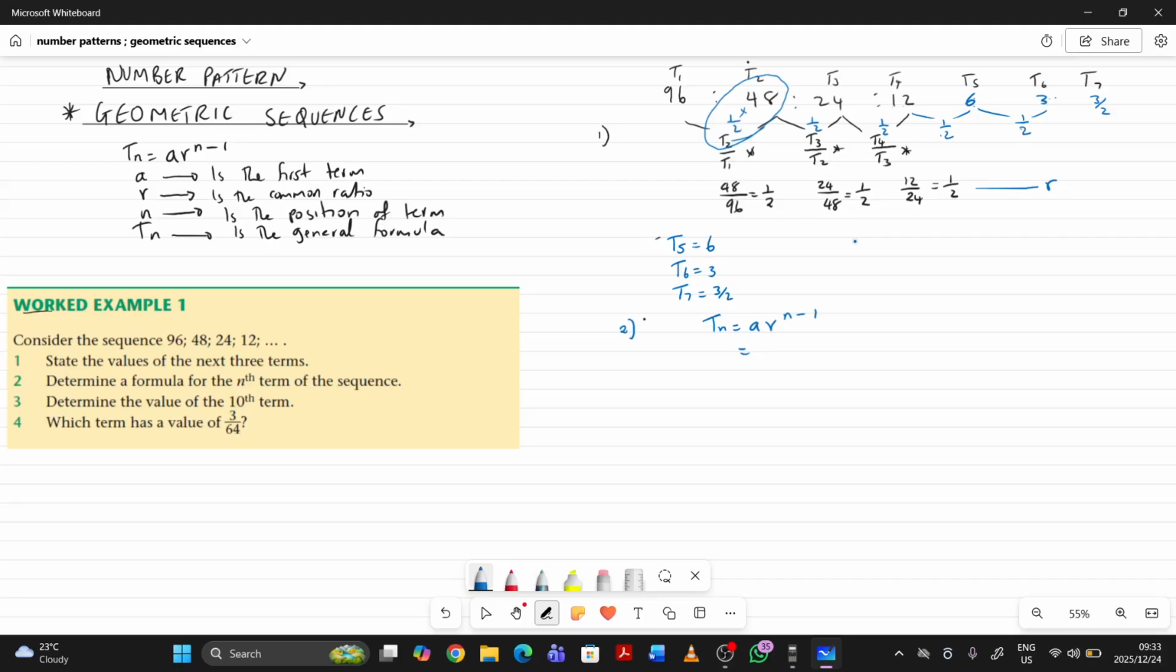So a is the first term, which is what? 96, as you can see, right? Now r is the common ratio, which is half. We got it above here, right? So you're going to say 96 times (1/2) to the power of n minus 1. Remember to put brackets, because a and r are not together. a is the outer coefficient, and r to the power of n is another term on its own.